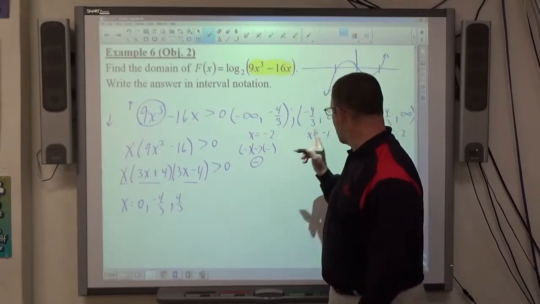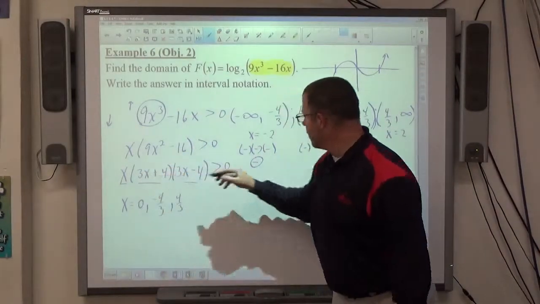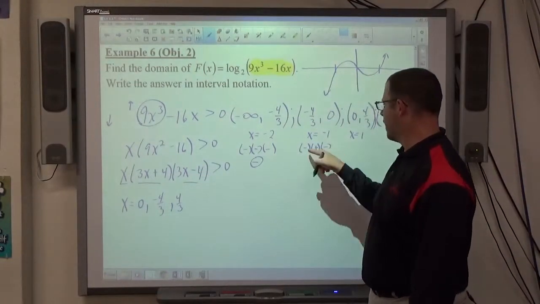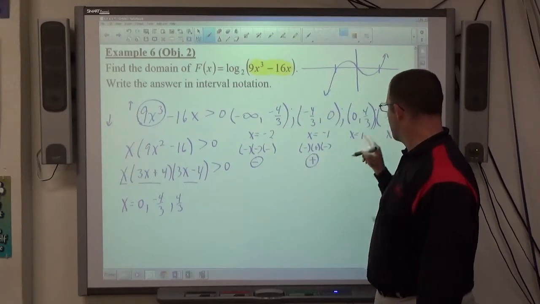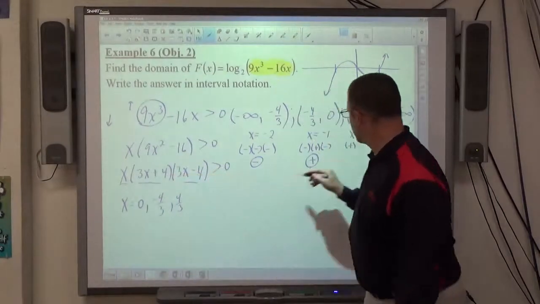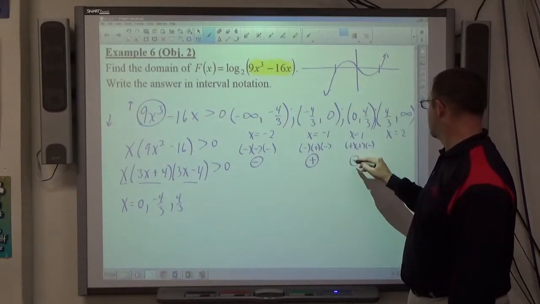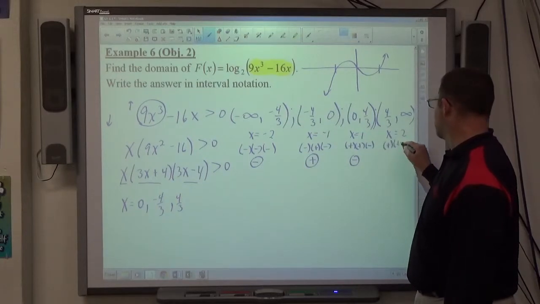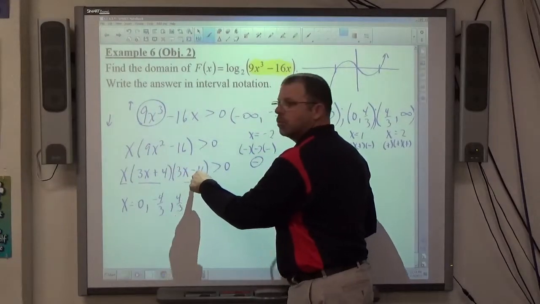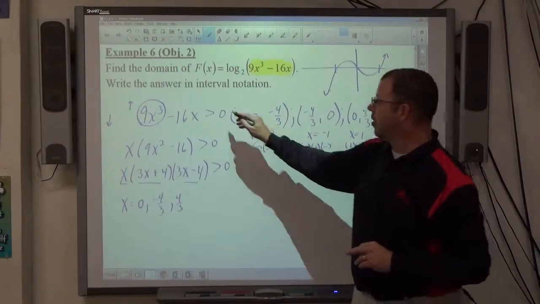If I go to negative 1, x of course is negative 1. Negative 3 plus 4 is positive 1. Negative 3 minus 4 is negative 7. Two negatives times a positive makes a positive. For 1, I'm going to get positive. 3 plus 4 is positive 7. 3 minus 4 is negative 1. One negative makes a negative. And for 2, I'm going to get positive, positive, positive, so all positive.